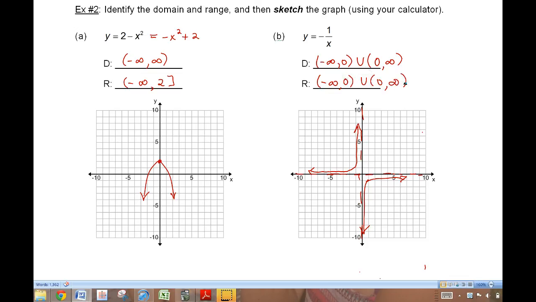Oh, because it stops right at 0 and then goes. Yeah, so again, looking from the bottom, when you're doing range, bottom to top, it points down to negative infinity, but then it gets to 0. We have an asymptote, so it's going to jump over 0, and then up to positive infinity. Okay so far? All right.